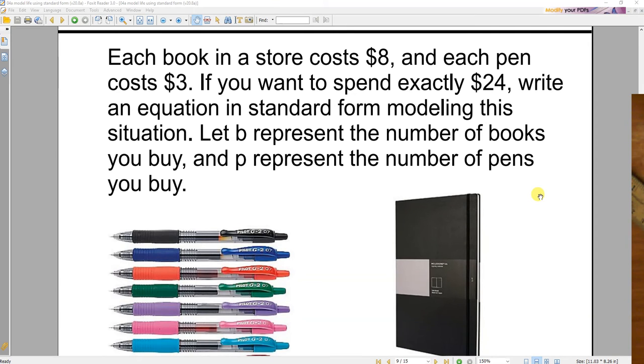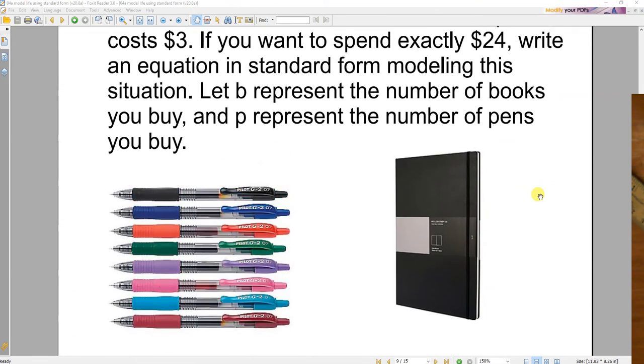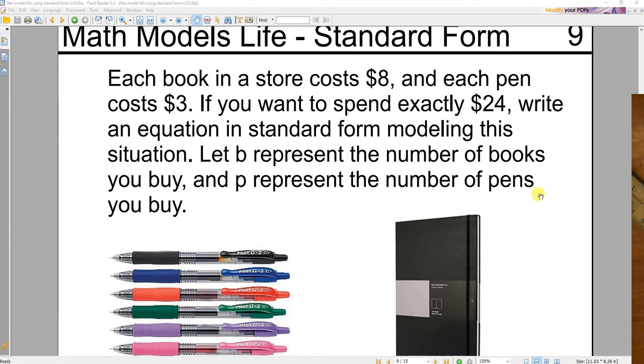So we can model this in the exact same way. And you know what, try this one on your own, and then we'll do it into our notes. I can model this.